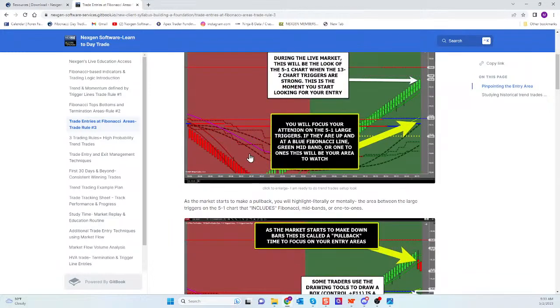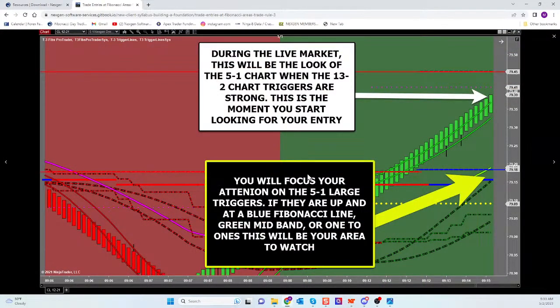Remember that your entry comes from the 5-1 chart, from that smaller, faster chart, that refinement chart. And rule number 3 says that you're going to use a limit order.